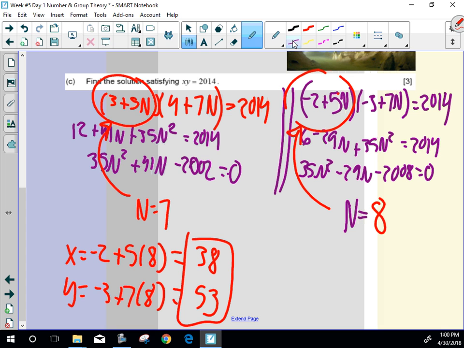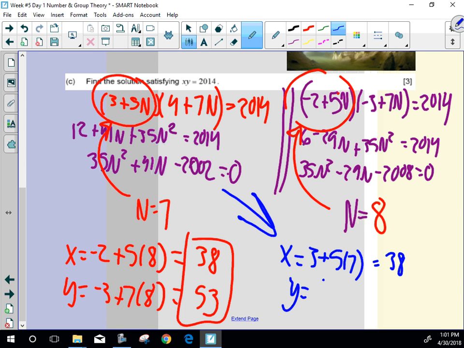Notice what happens if you were to use this one here. You would have x is equal to 3 plus 5 times 7, 35 and 3 is 38. And y is equal to 4 plus 7 times 7, 49 and 3 is 53.